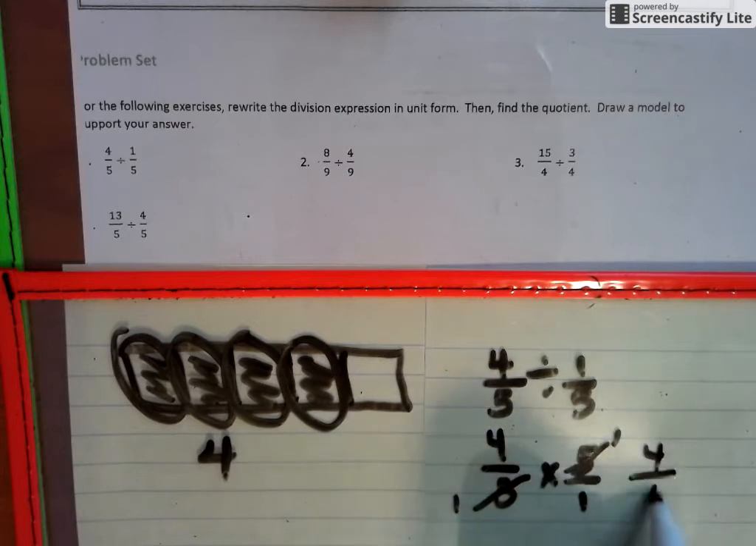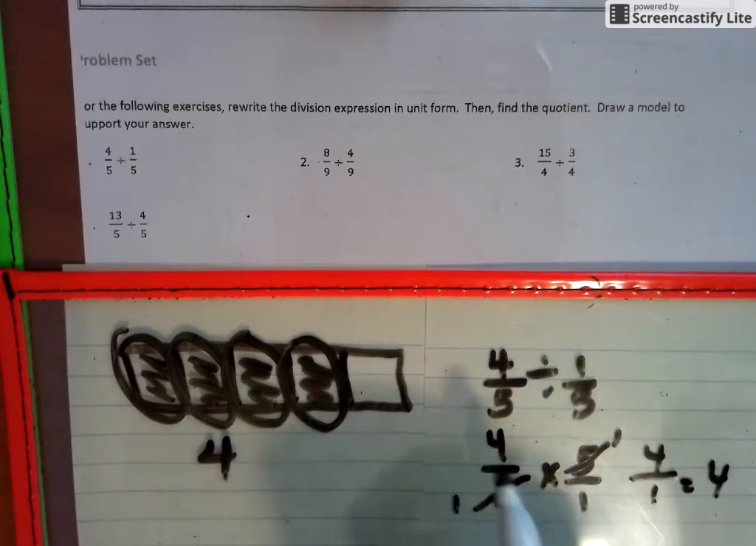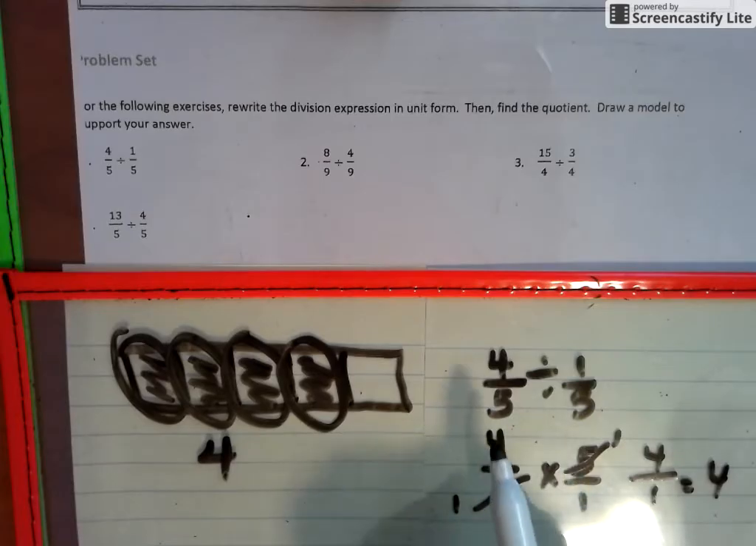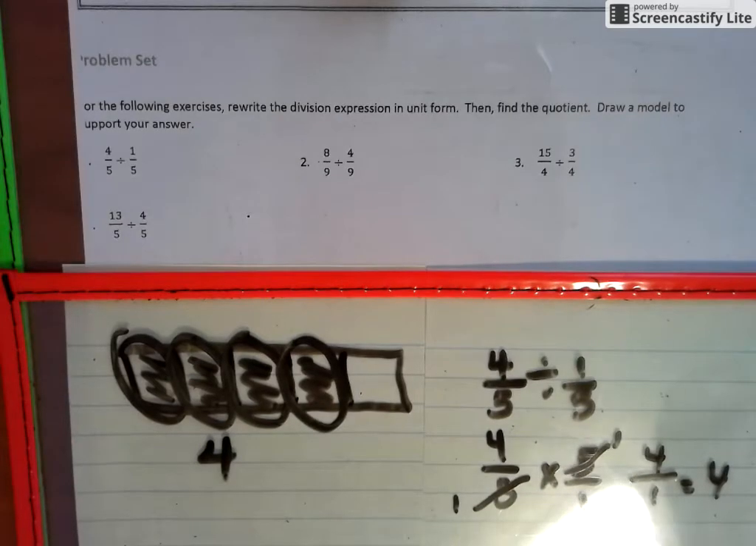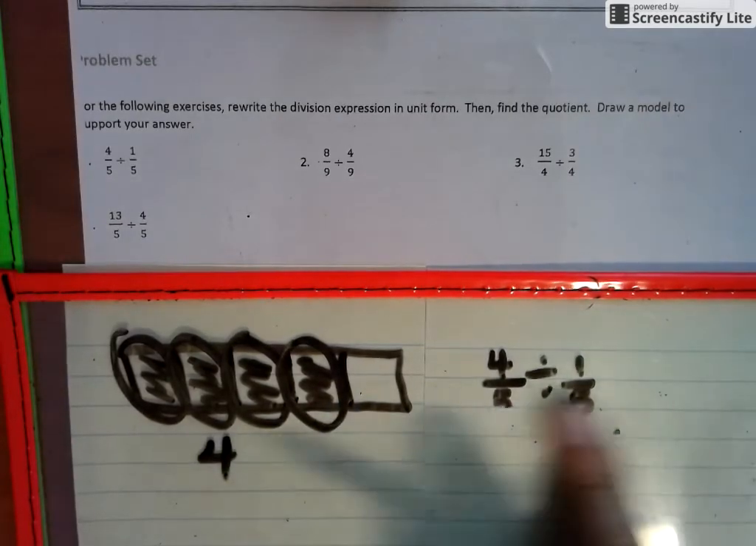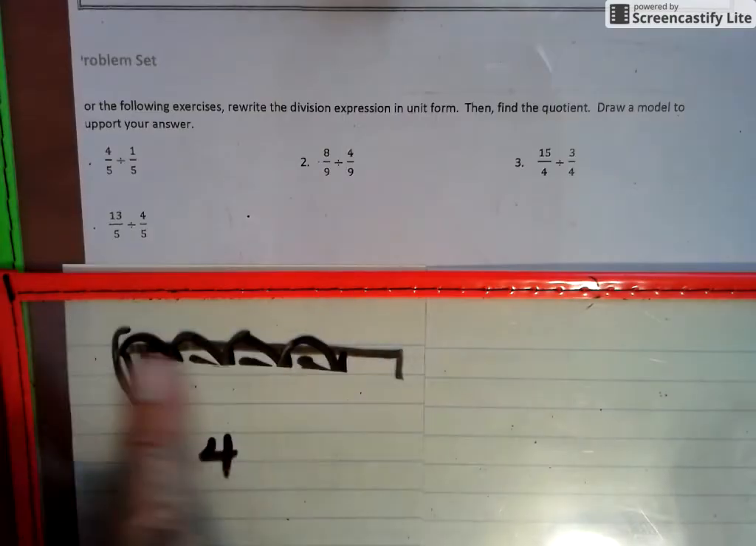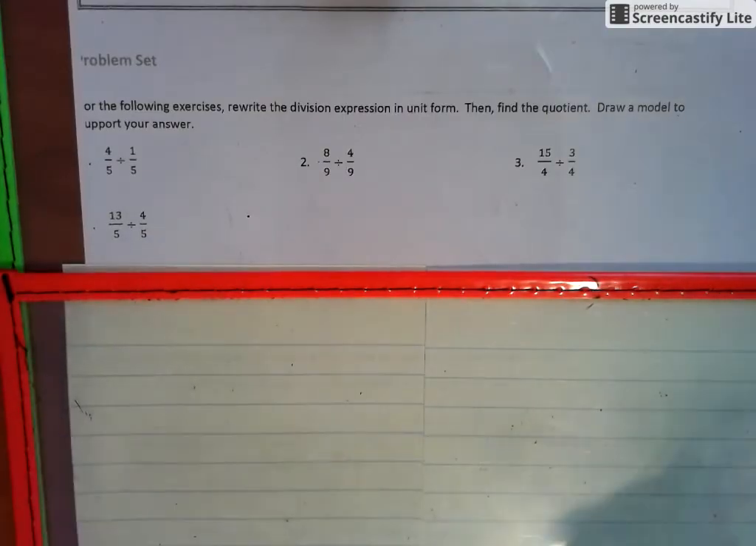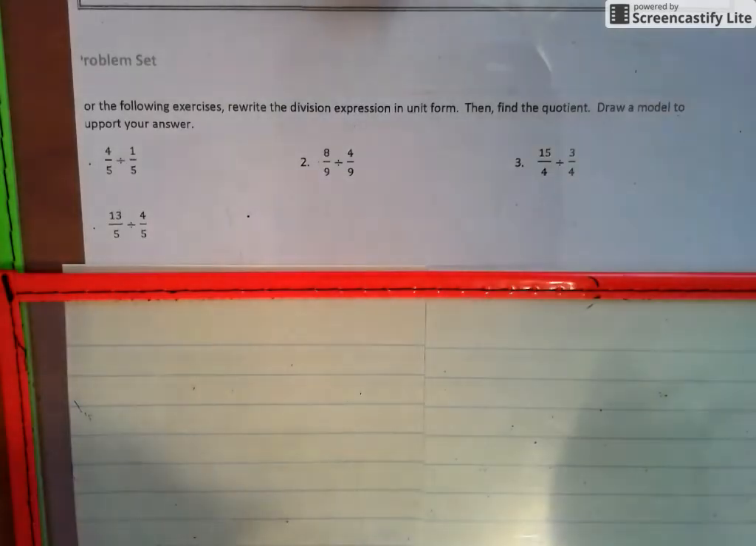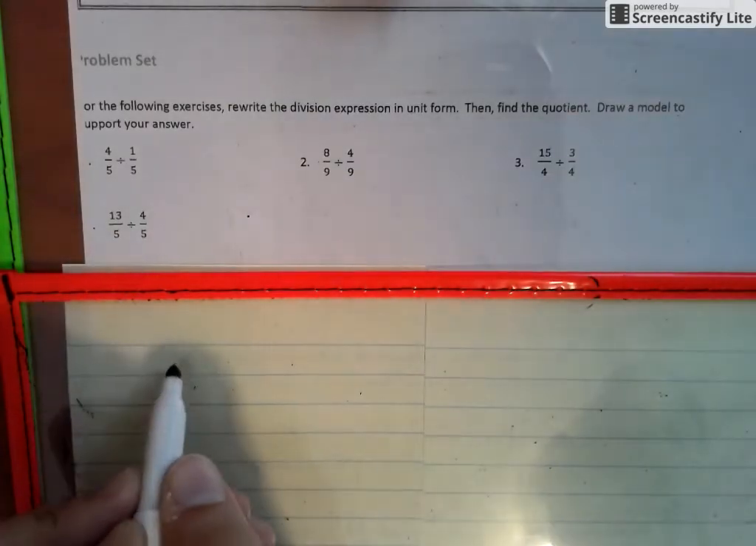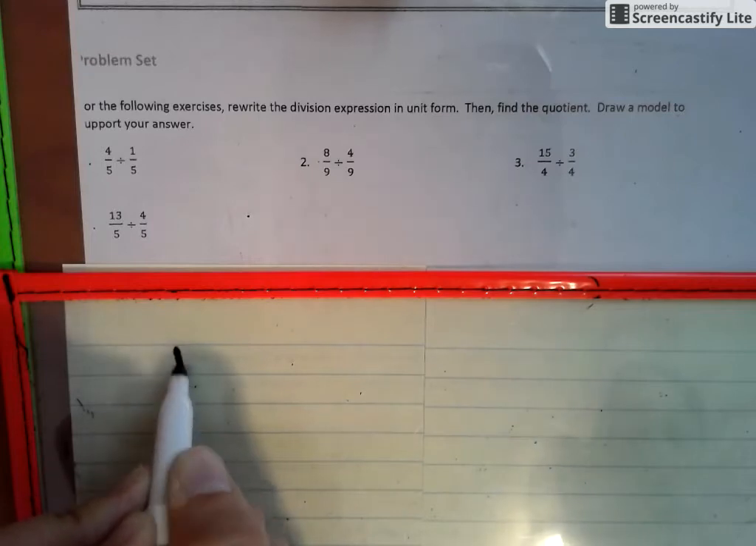So 4 times 1 is 4, and 1 times 1 is 1. That equals 4. Now, if you didn't see that those two were the same numbers and we can just cross those out, you could have just gotten 20 over 5, and 20 divided by 5 is 4 anyways. Okay, so if you didn't get that, you can rewind and watch that again. Cool thing about video lessons. All right, so let's look at the next one.